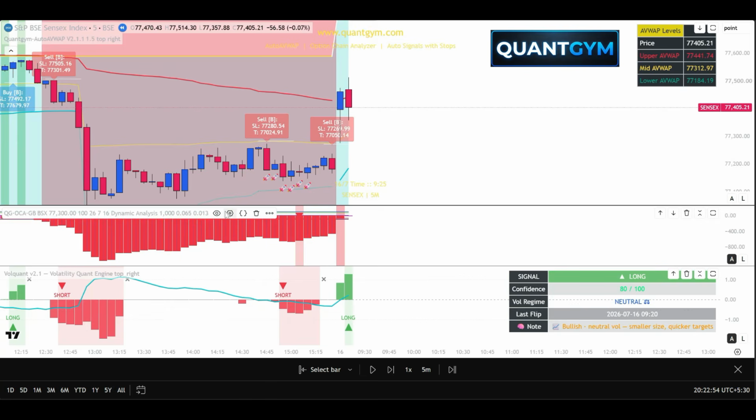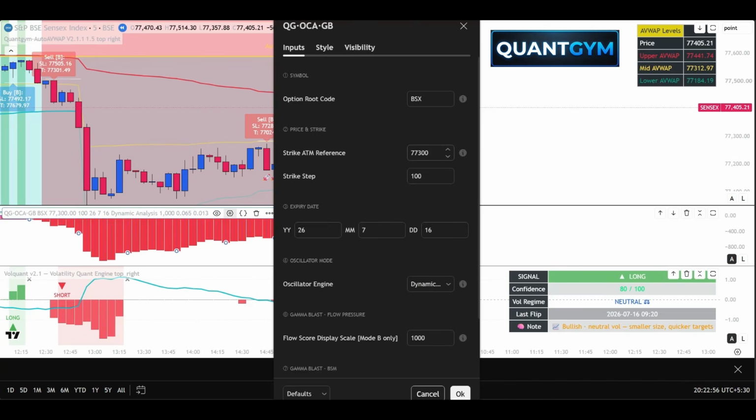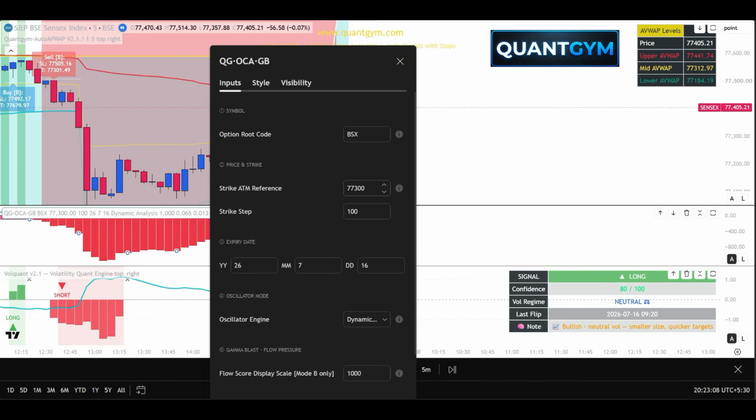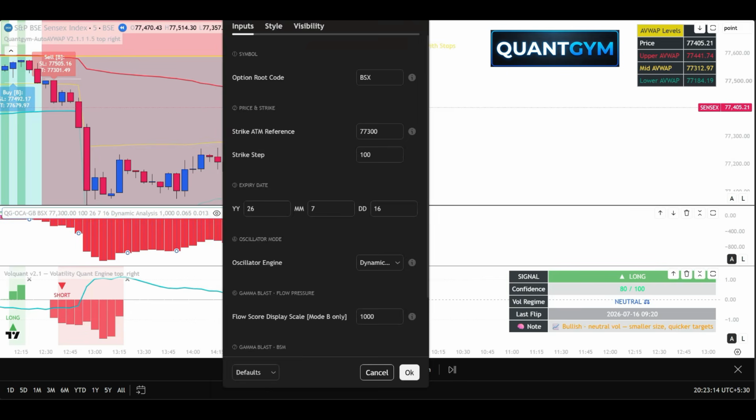So, if you were trading Sensex, your settings should have been, as I shared in the morning, somewhere around 77,300, because Sensex was 77,300, 400 kind of. So whether you do 300 or 400 is immaterial. Strike strip was 100, expiry was 26/7/16th, which is today. So these were the settings.